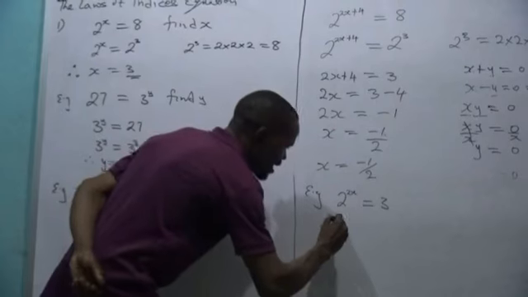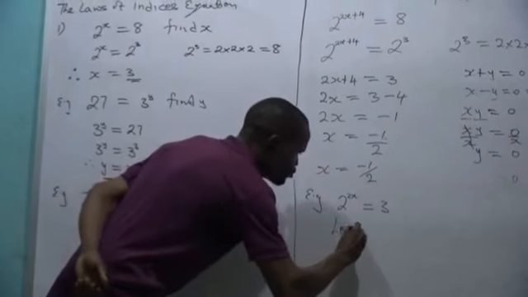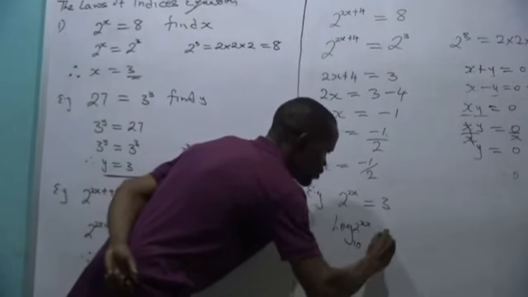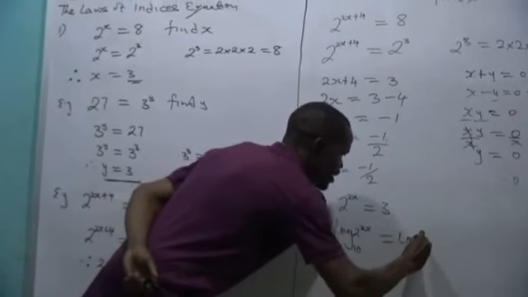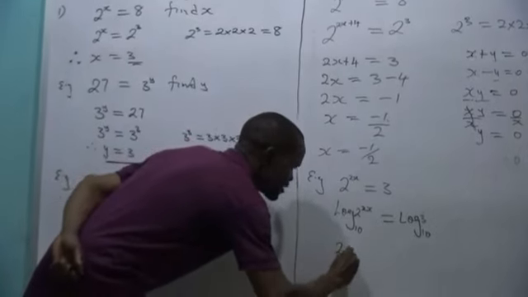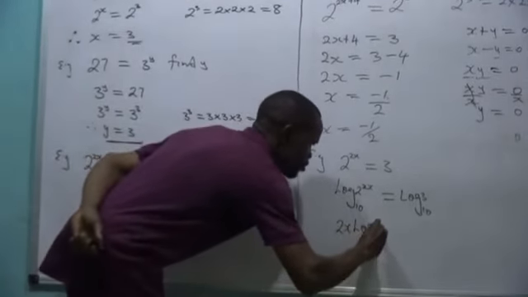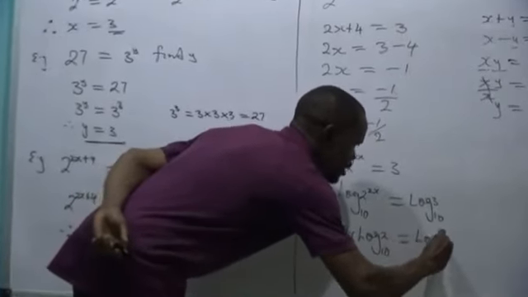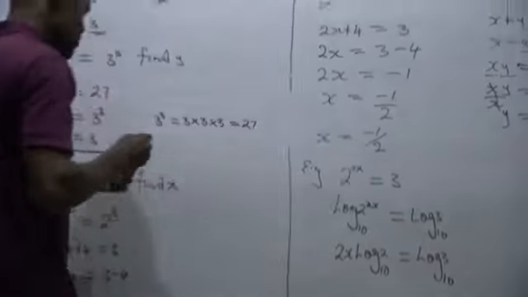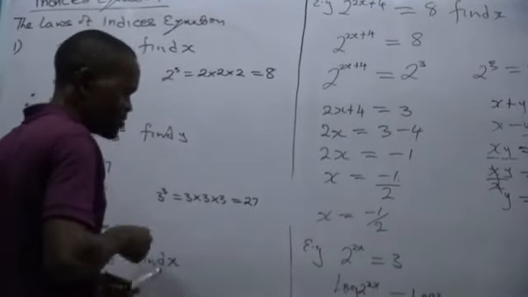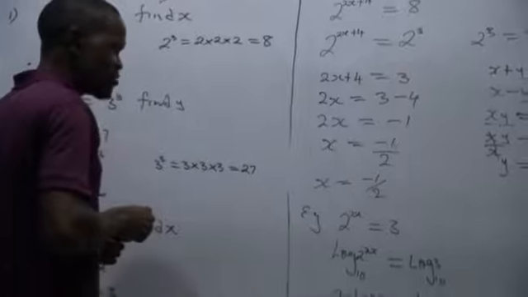Taking the log of both sides, I have log of 2 raised to power 2x base 10 equals log of 3 base 10. And this will give me 2x log 2 base 10, which equals log of 3 base 10. Therefore, I have to make this x subject of formula.